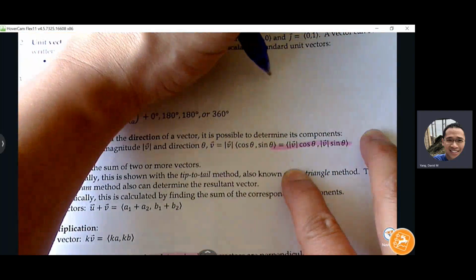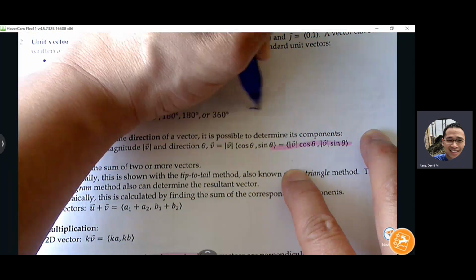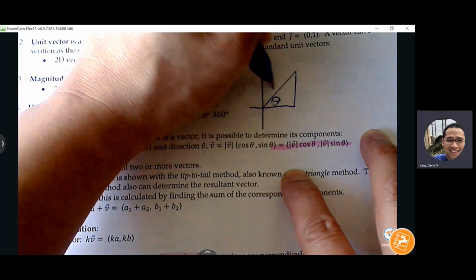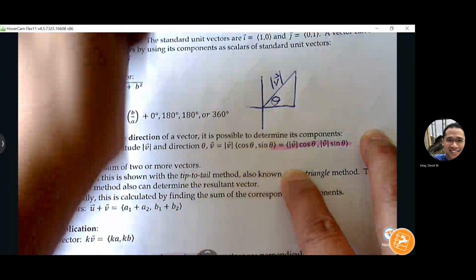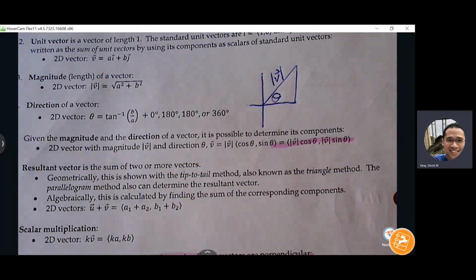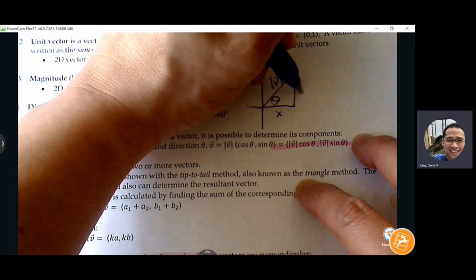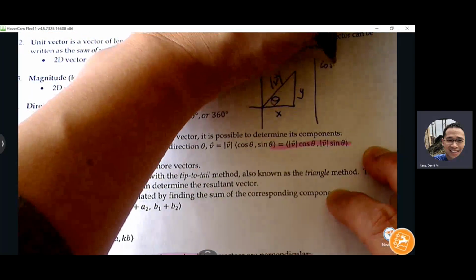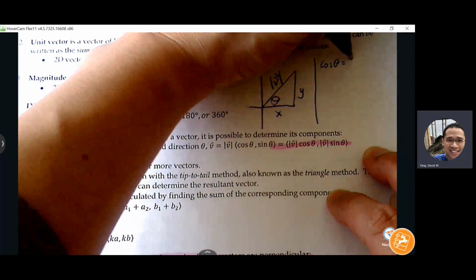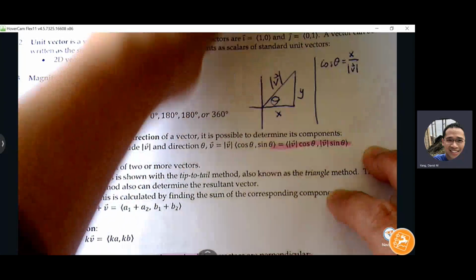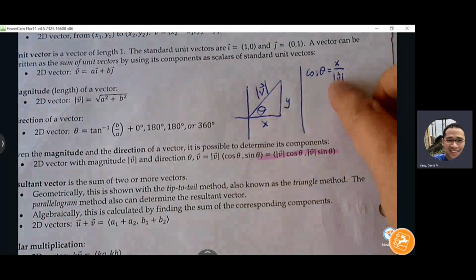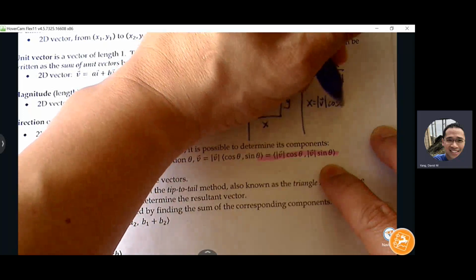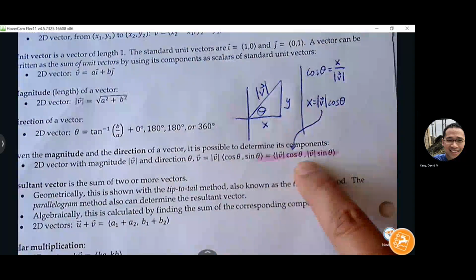So for instance, I'll draw this triangle here. We know that if you're given theta and the magnitude, I'll just say that magnitude for vector v. And if I ask you to solve for x and y, you will use sine and cosine, right? Because you know that cosine of theta is equal to x over the hypotenuse, right? So if I solve for x, x equals magnitude times cosine theta. So that's where this formula comes from.